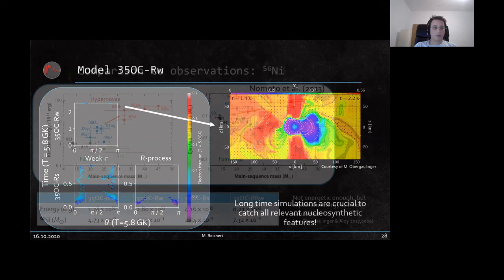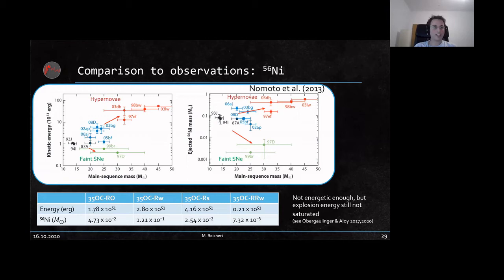So now that we have analyzed the events, we can also compare to observations. And there are supernovae observed that are very, very energetic, so-called hypernovae. We can just put our models into this picture. And you can see that the models do not quite reach the explosion energies needed to explain hypernovae. But apparently also the explosion energy is not saturated in the simulations. So if you would simulate further, the explosion energy would still grow. So this is more to be seen as a lower limit in this plot.